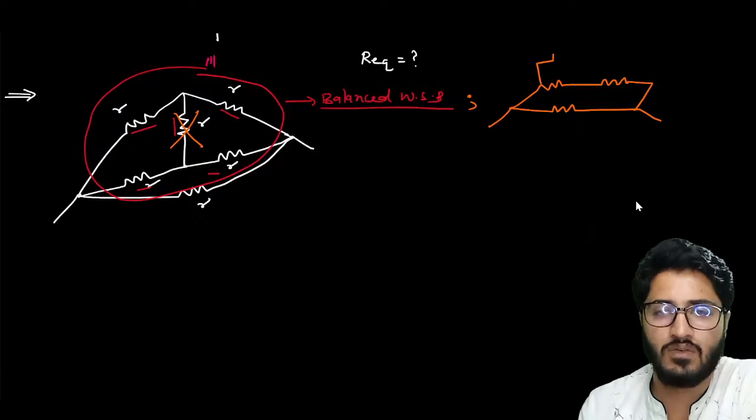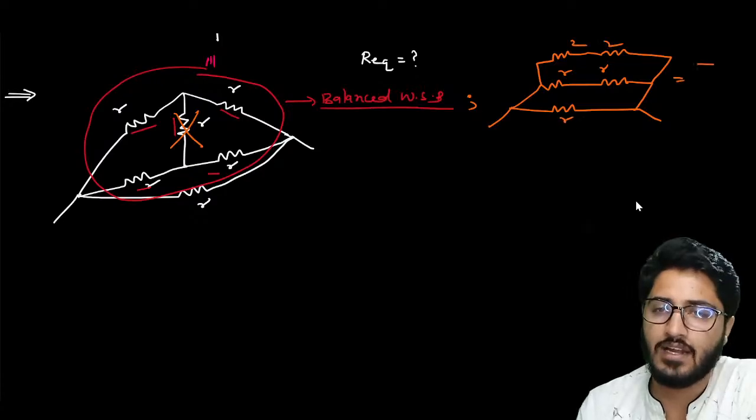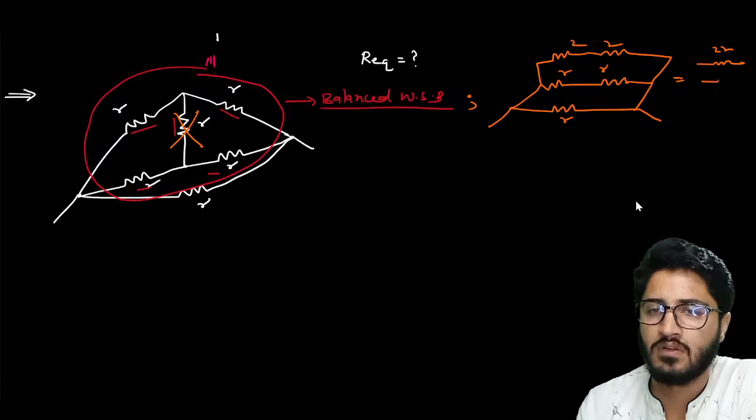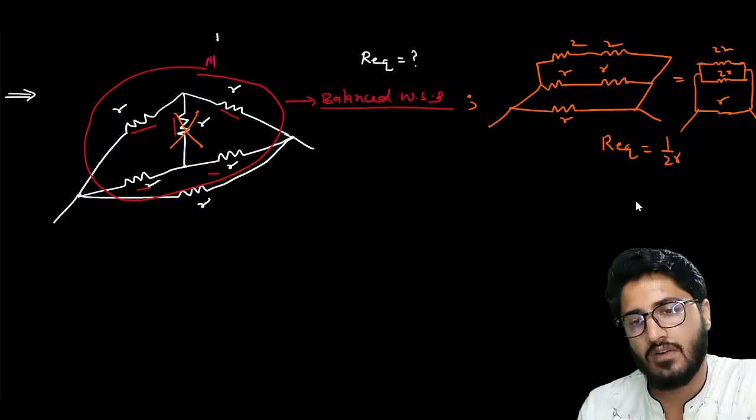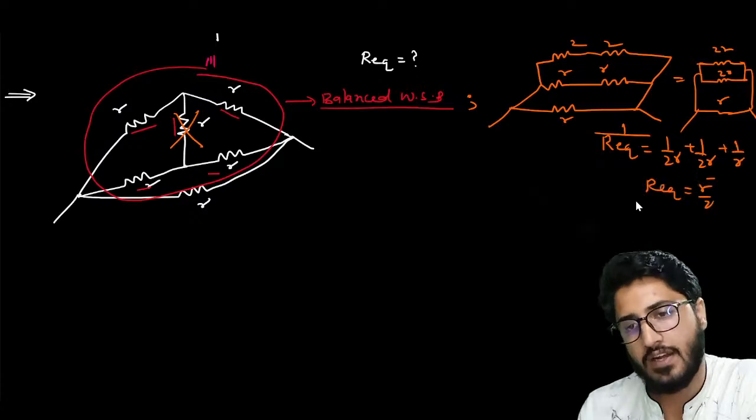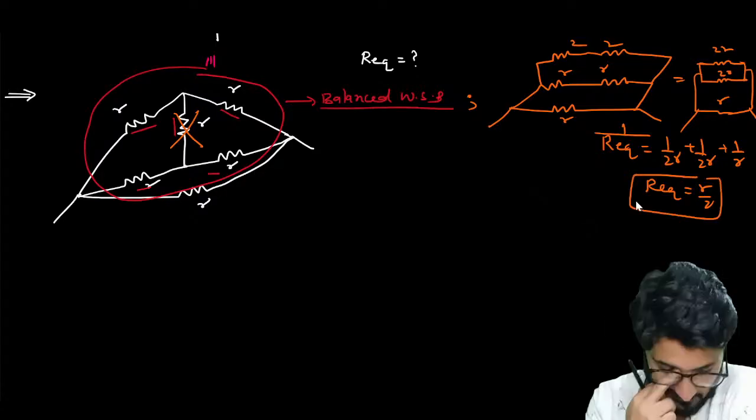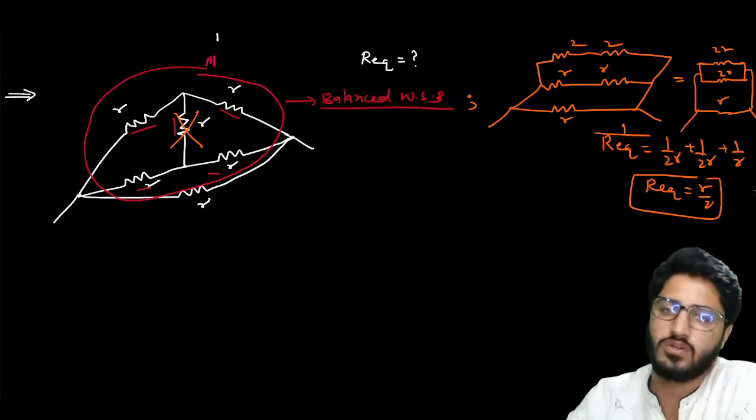Then we have, okay, R. Look, it is R plus R, which is 2R, and 2R. This one is R. So what will be R equivalent now? 1 by 2R plus 1 by 2R plus 1 by R. I guess my R equivalent came out to be R by 2. This is R by 2 only, no? Okay, one more.